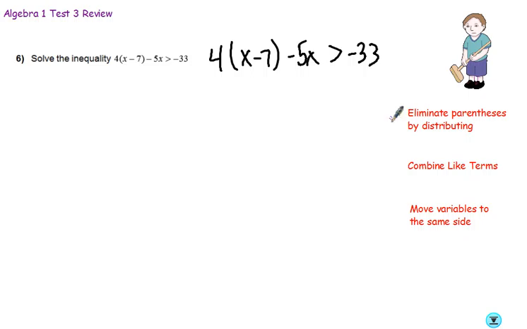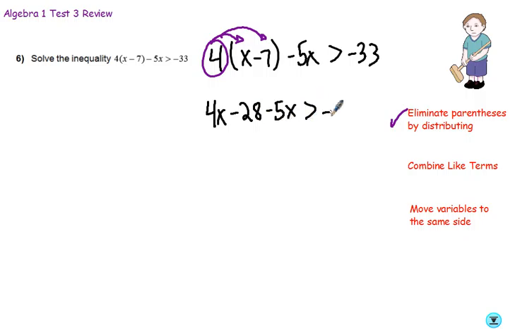Well, so the first thing we want to do is eliminate the parentheses by distributing. So I'm going to distribute, and I'm only distributing to the things that are on the inside of the parentheses. So I've got 4x minus 28 minus 5x greater than negative 33. The next thing I want to do is combine like terms. Combine like terms means things that are on the same side.